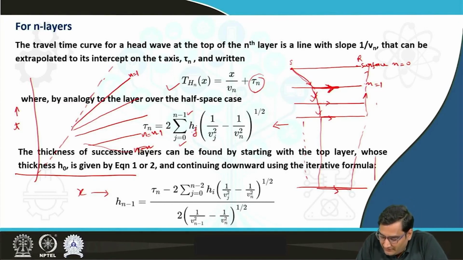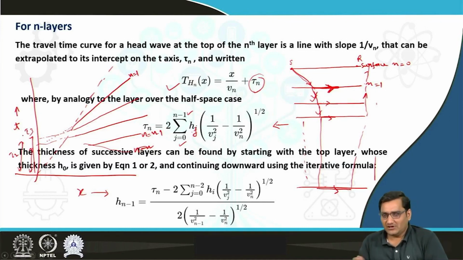From this, if you extend it further onto the time axis, you get the intercept time for the first layer, that is tau 1. Likewise, if you extend the line for n is equal to 2, you get the intercept time tau 2 here. Likewise, for the third one, you can get the intercept time tau 3.